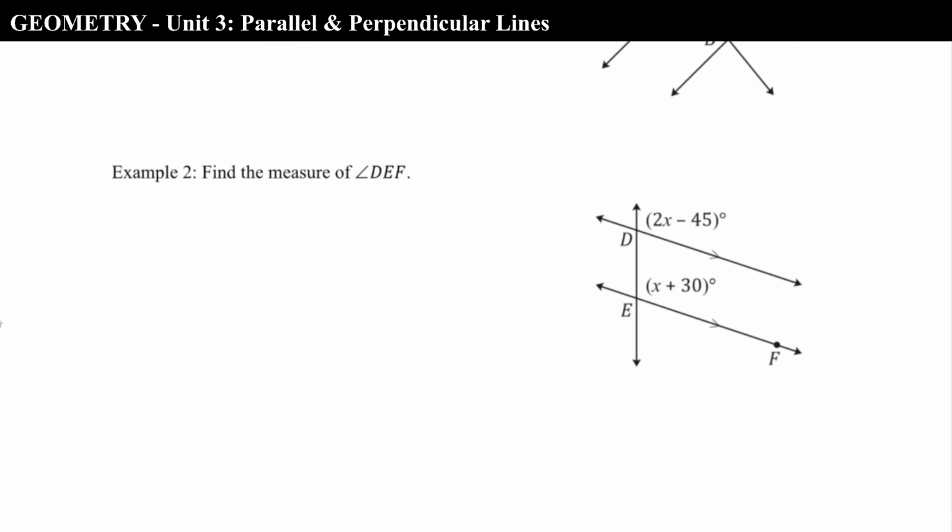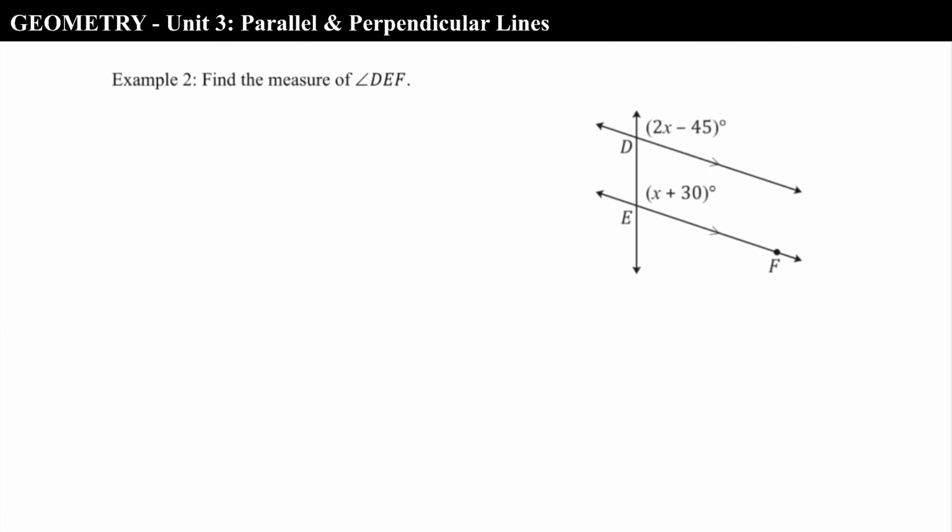In example 2, we want to find the measure of DEF. So DEF is this angle right here. Well, we know that these two are in the same slot, so that means they're congruent, which means we can set them equal to one another. So 2x minus 45 equals x plus 30.